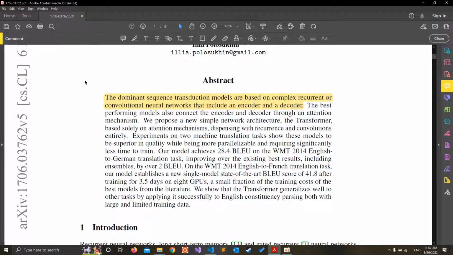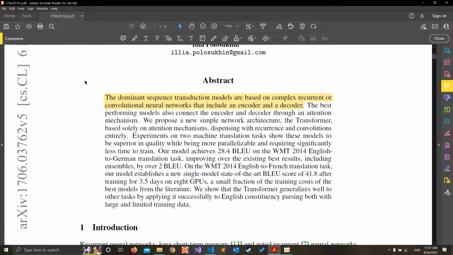before this paper, all of the things that were happening for sequence transduction were based on complex recurrent neural networks or convolutional neural networks. So here we can see that the transformer architecture is something that is going to beat recurrent neural networks. The reason that they are doing that, we are going to see that in the abstract and in the introduction as well. So let's continue the paper.